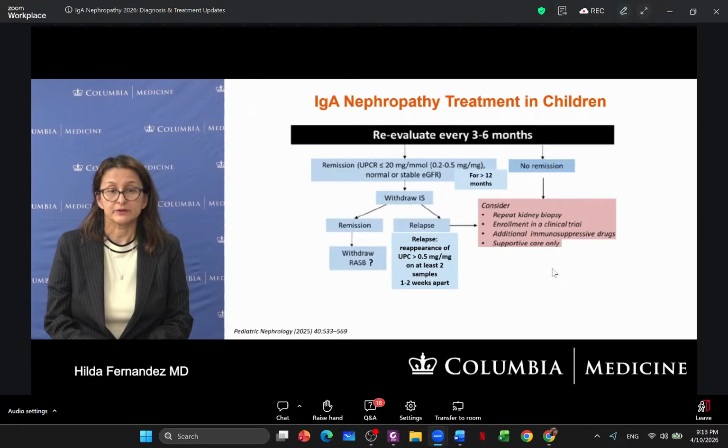And then relapses can occur if we start to see a reappearance of UPC greater than 0.5, at least 2 samples 1 to 2 weeks apart, in the setting of having withdrawn immunosuppression. And if the relapse does occur, then the question is, do you want to repeat a renal biopsy? Are you going to be thinking about what other therapies are out there? In my experience, enrolling in the clinical trial is the way to go. Reaching out to my adult colleagues to find out more about other therapies that are available has been very helpful. And again, we'll be hearing all about that today.